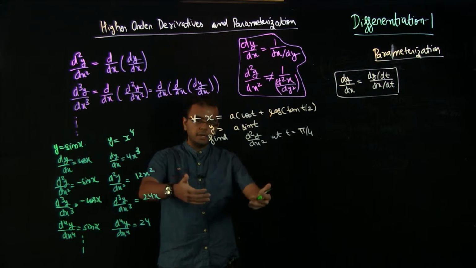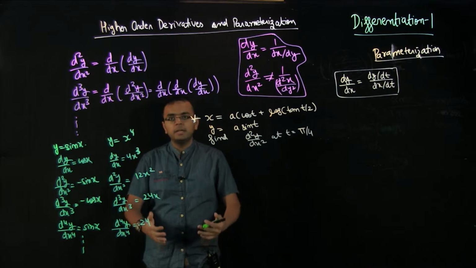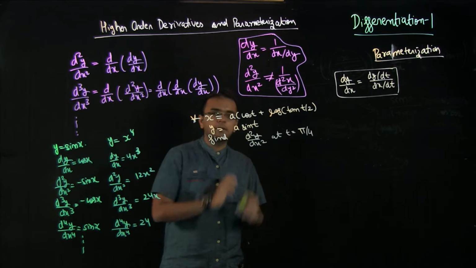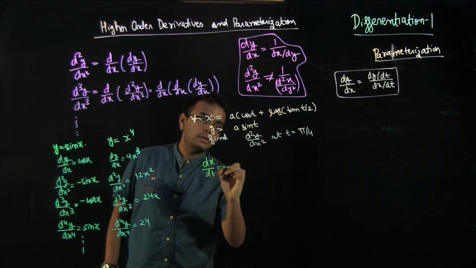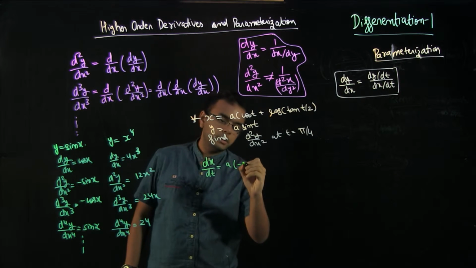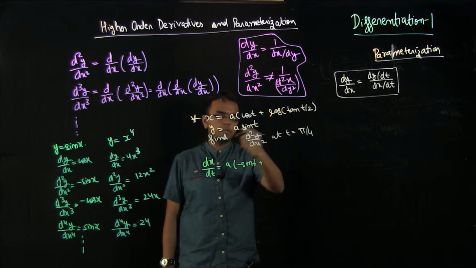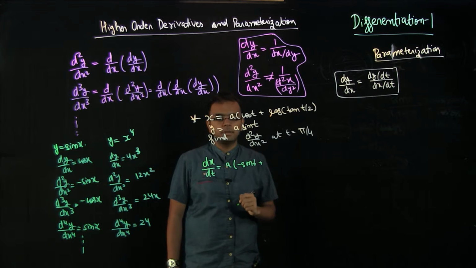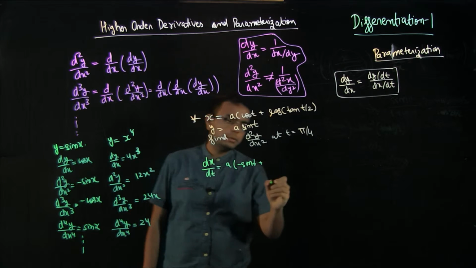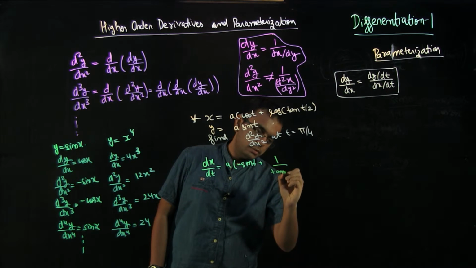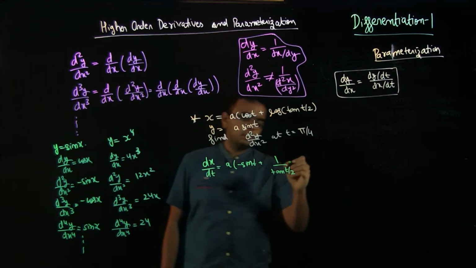The first step to find d square y by dx square is to find dy by dx. So let us first find dx by dt and dy by dt so that we can find dy by dx. So dx by dt is equal to a of minus sin t plus log of tan t by 2. We can just use some rules. The derivative of cos t is minus sin t. Log of tan t by 2 is a log of x type problem, so 1 by tan t by 2, and then the derivative of tan t by 2 is sec square t by 2.